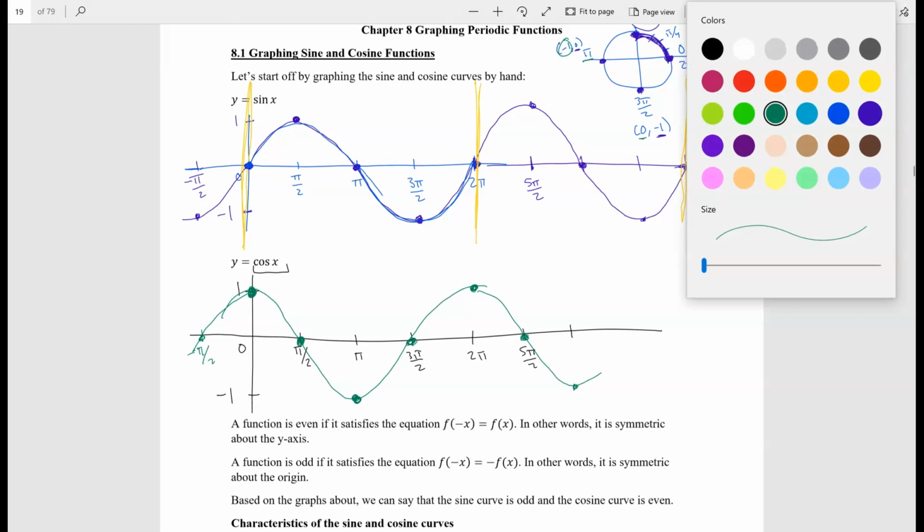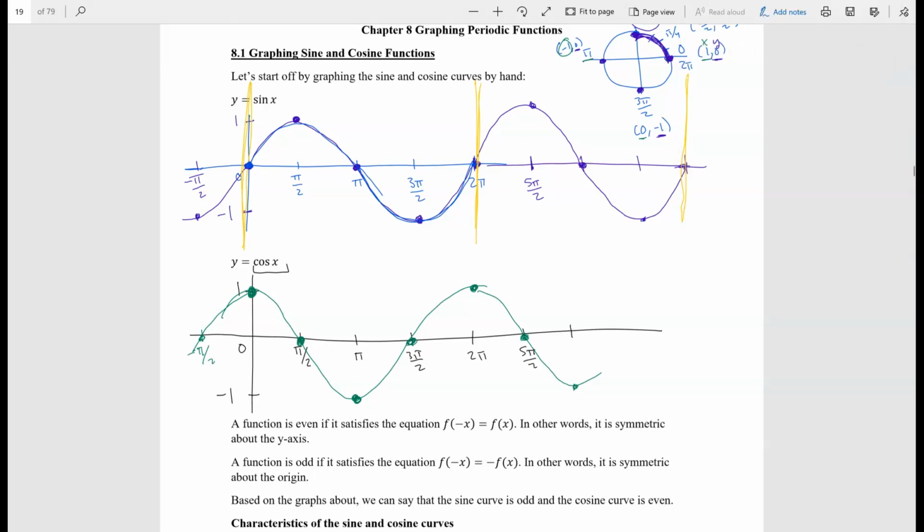So what is the pattern that it repeats? Let me go back to my yellow. This is the pattern that we're going to look at from 0 to 2 pi. This one looks like a V, and this one looks like an N. You have to be able to memorize these shapes, and know exactly where the cosine starts and where the sine starts. The sine always starts at 0, whereas the cosine always starts at 1.